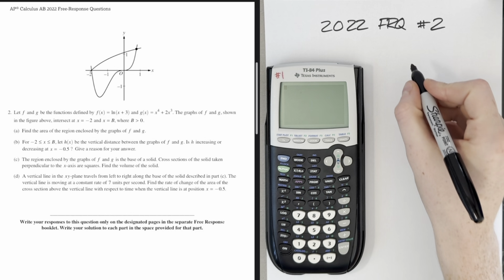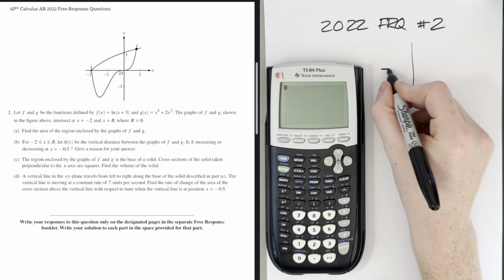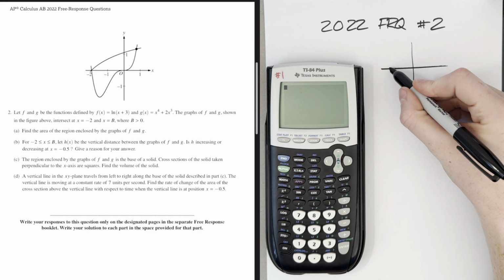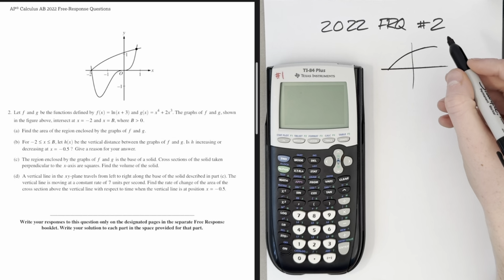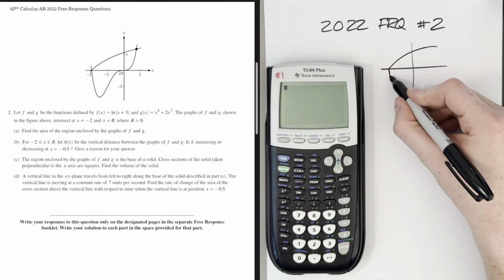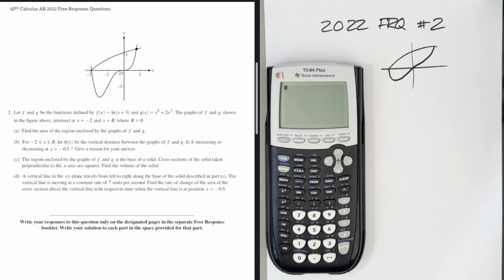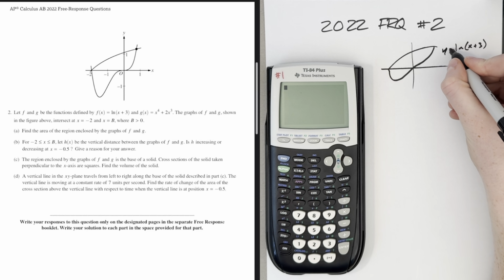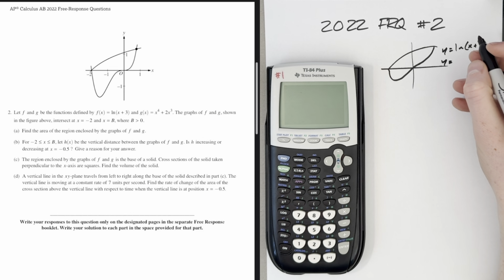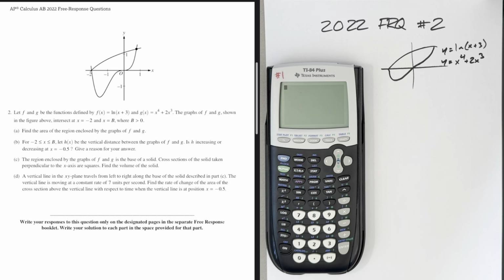If I were to do a simple sketch of these, I don't know how helpful this will be or not, but it kind of looks like this. And we have two functions, right? We have y equals ln of x plus 3, and our other function is y equals x to the fourth plus 2x cubed. That one's f, that one's g.